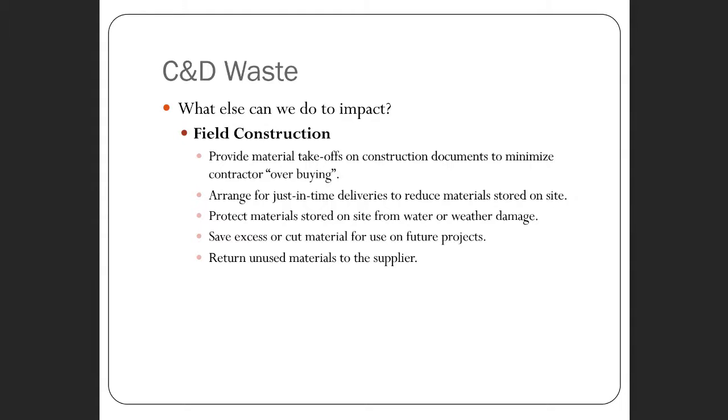The contractor can make sure that they set up their deliveries correctly, so we don't have materials sitting outside that get spoiled. Lumber or drywall sitting outside with a tarp on it that gets spoiled and has to get thrown out and replaced. Protect materials stored on site from weather or water damage. Again, possibly save excess or cut materials for use on future projects. That's a little hard. Doesn't always work that way. Return unused materials to the supplier. That may or may not work. Supplier may not want that stuff back. But again, things that we need to think about.